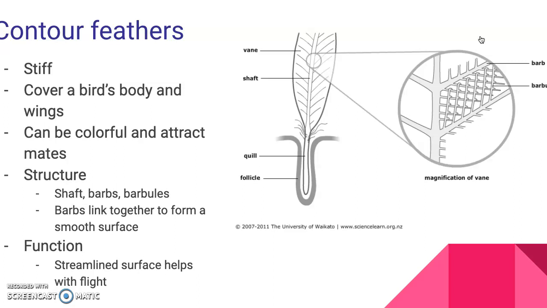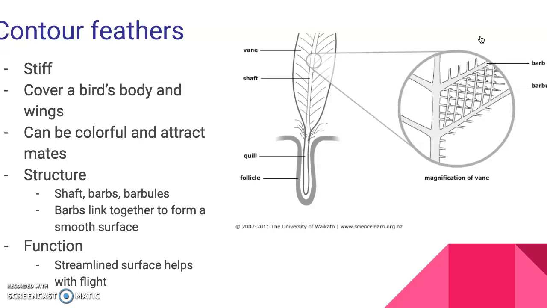So again, you have the middle section called the shaft. Off the shaft comes the vane. The first branch off from the shaft that's part of the vane is called a barb. And then the branch off from the barb is called a barbule. The barbs link together to form a smooth surface. So if you've ever touched a feather that you found on the ground, you'll notice that it's really smooth as well as it's stiff.